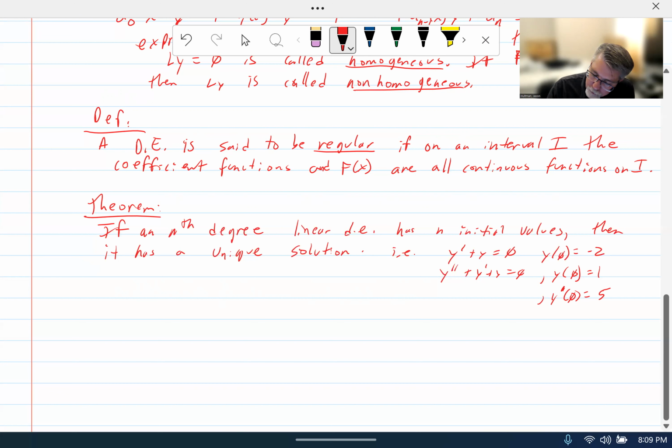So if I have a single differential equation with a single derivative, then I only need one initial condition or initial value. If I have two, I would need two. So one, I'll just put IV, initial value, and then this is two initial values.